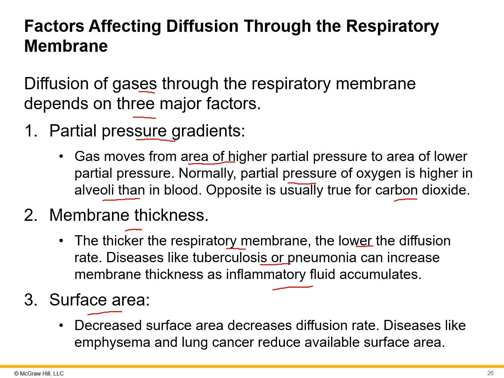And then also the surface area. Decreased surface area decreases the diffusion rate. Again, that dead space is what we're talking about here, where those alveoli aren't actually doing anything. So with things like emphysema and lung cancer, now we have more dead space, so less area for the gases to actually exchange.